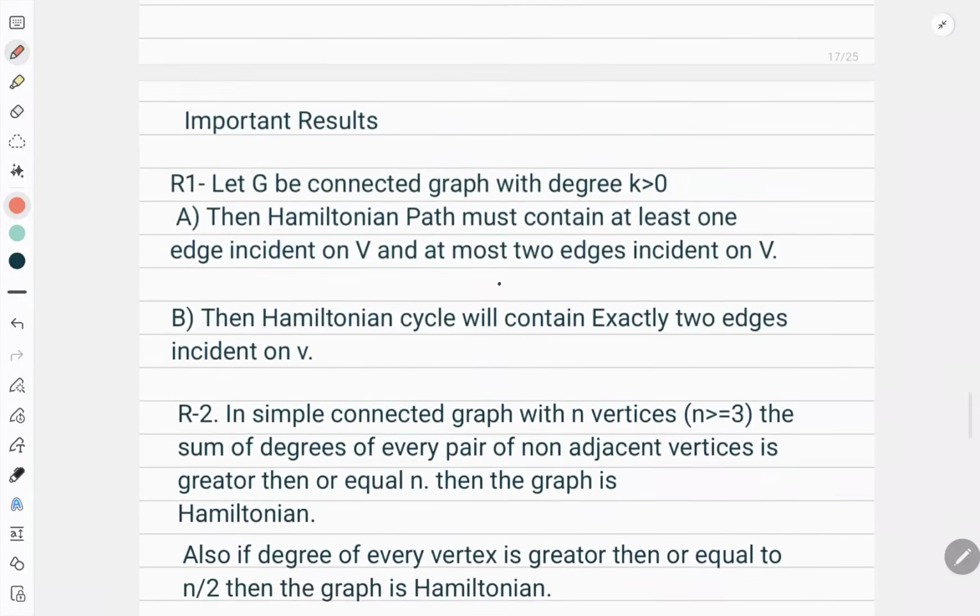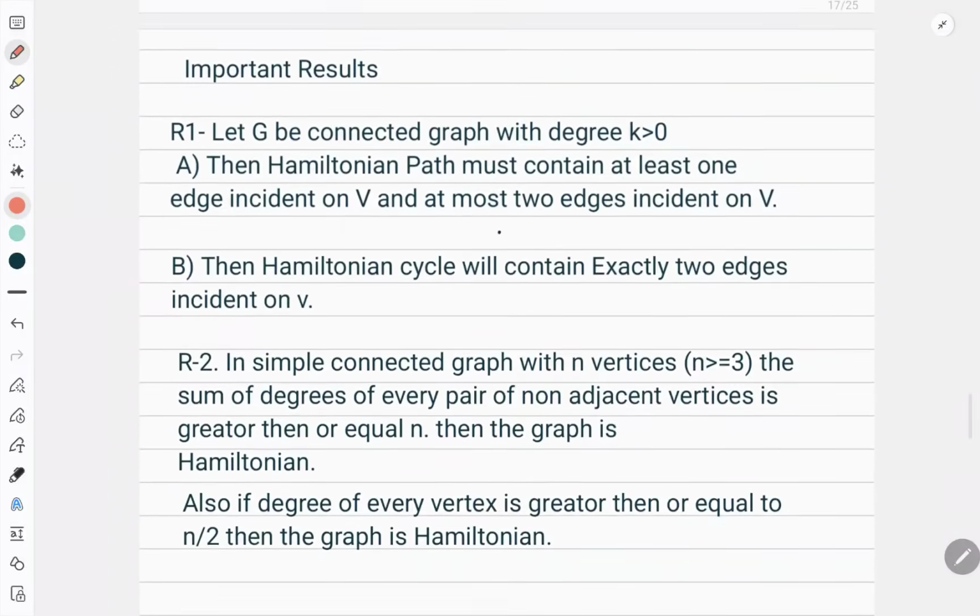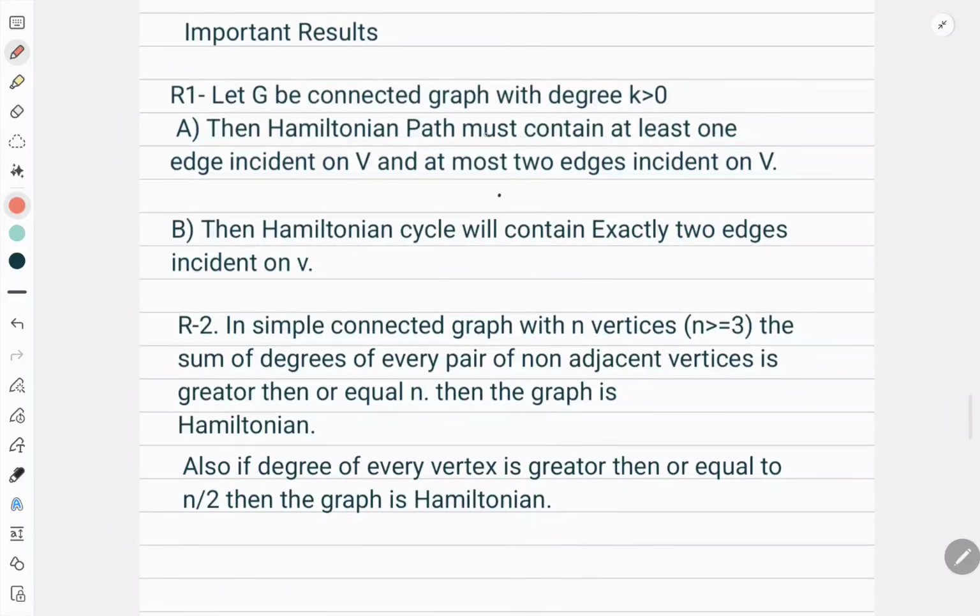So now let's see these properties. This will be applied in the questions. That's why I came back. Now what is the first important result? The very first important result, this we have done, is that if G is a connected graph with degree k greater than 0, then a Hamiltonian path must contain at least one edge incident on V and at most two edges incident on V.